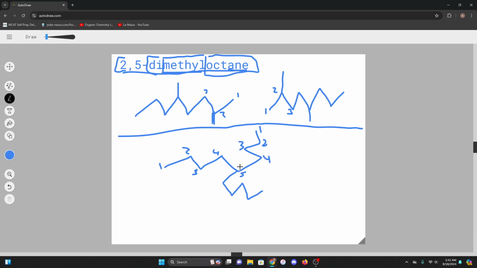Okay. Essentially the point being is, since you've got a 9 as your longest chain, your ending is going to be nonane. Okay. Because that's your longest carbon chain, 9 long. Or sorry, 10 long actually. My fault. 1, 2, 3, 4, 5, 6, 7, 8, 9, 10. Okay, yeah. So actually it would be decane.